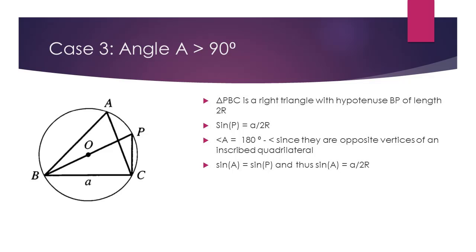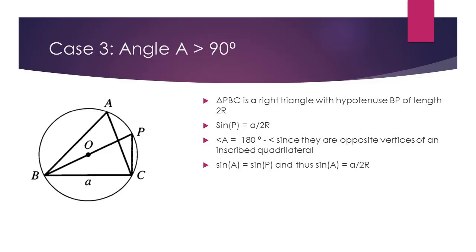But as you see in this case, angle P and angle A aren't equal this time. However, points A, B, P, and C form a quadrilateral, and it is an inscribed quadrilateral since it's inside the circle. Since A and P are opposite angles, they're going to be supplementary. So angle A equals 180 degrees minus angle P. And since we're working with sine here, if two angles are supplementary, then the sine of one angle is going to equal the sine of the other angle.